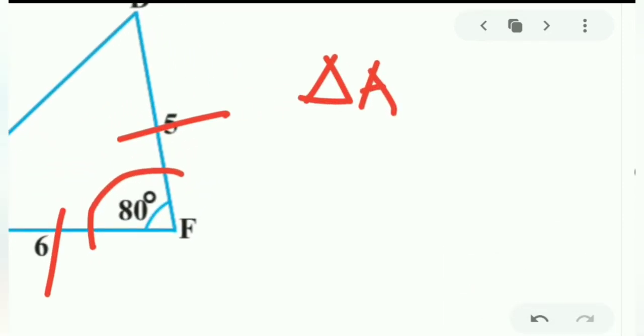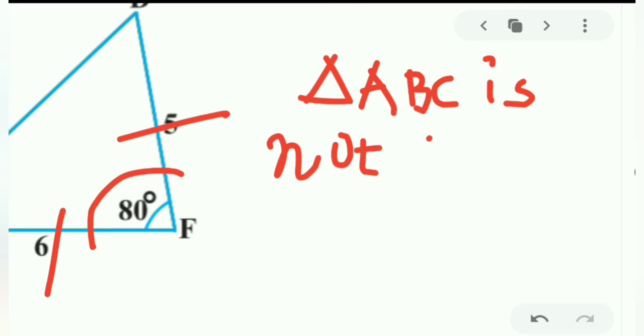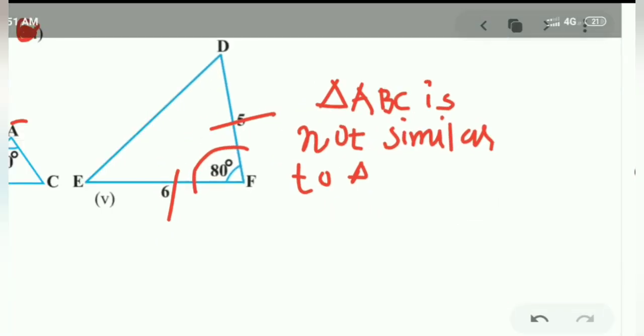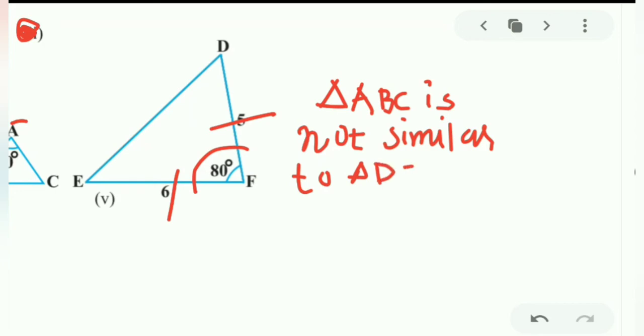So here we will directly write that triangle ABC is not similar to triangle DEF. So here this question ends. Here we will do the next question.